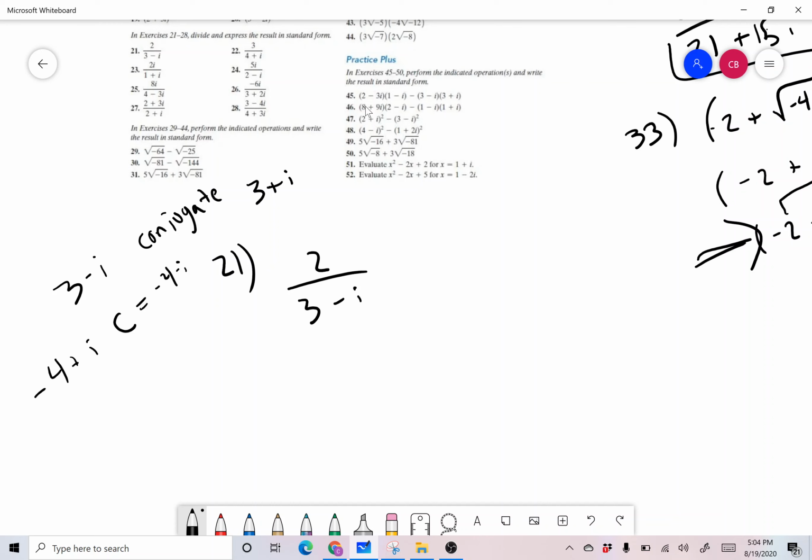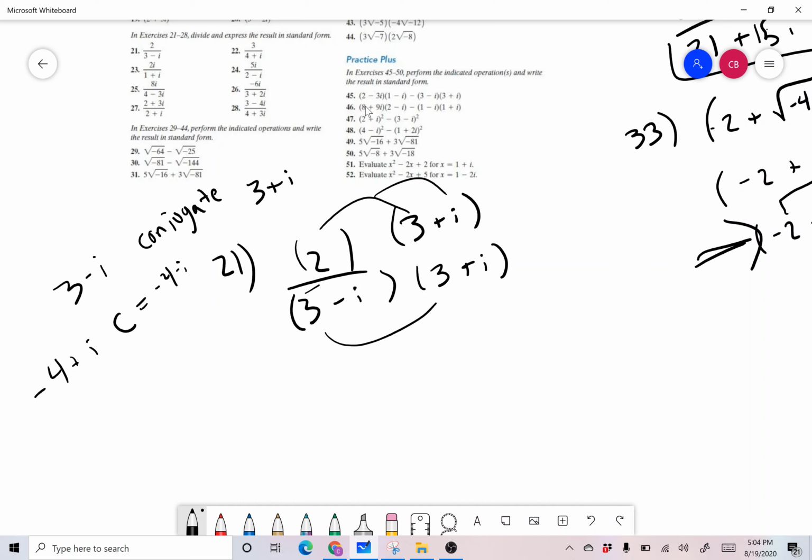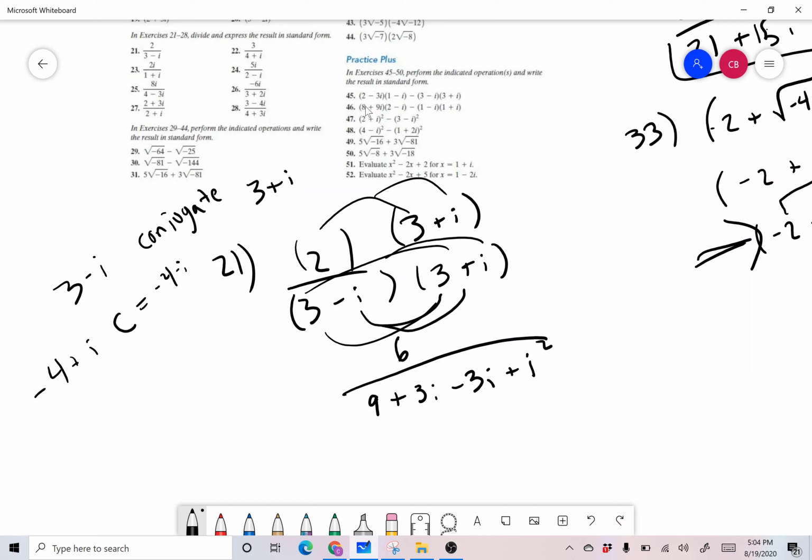If I'm going to do the conjugate here, then I'm going to use 3 plus i. And if I do it to the bottom, I'm going to do it on top as well. Oops, I don't need that parenthesis. And I'm going to FOIL that on both of these. This is going to distribute, and this is going to FOIL. Okay, so let's do it. We have 3 times 3, that's 9. We have 3 times i, that's 3i. We have negative i times 3, that's negative 3i. And negative i times i, that's positive i squared. And then next on top, we have 2 times 3, that's 6. 2 times i, that's positive 2i.